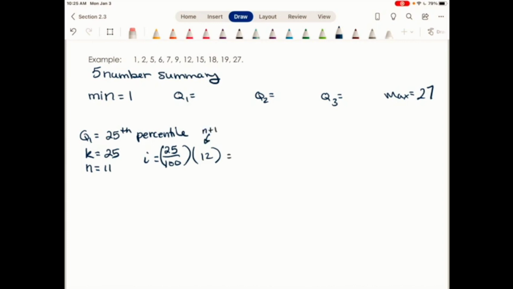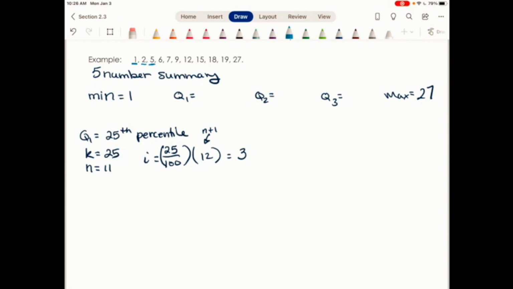Okay, when we do that, we're going to get 3. So that means in this data set, my Q1, or my 25th percentile, is the 3rd value when it's in order. It's in the 3rd position. So this is the 1st position, 2nd position, 3rd position.